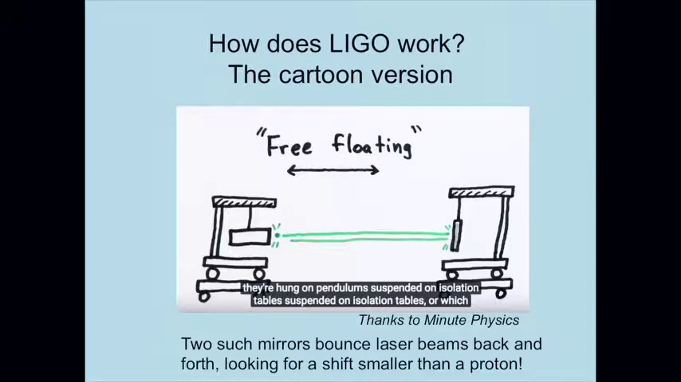The way it actually works is this length is 2.5 miles. There's a vacuum tunnel, one in Washington State, one in Louisiana. And there's another one perpendicular to it. So the gravity wave first expands this one, then this one again, then this one again. And by cross-checking the two, you create an interference pattern.